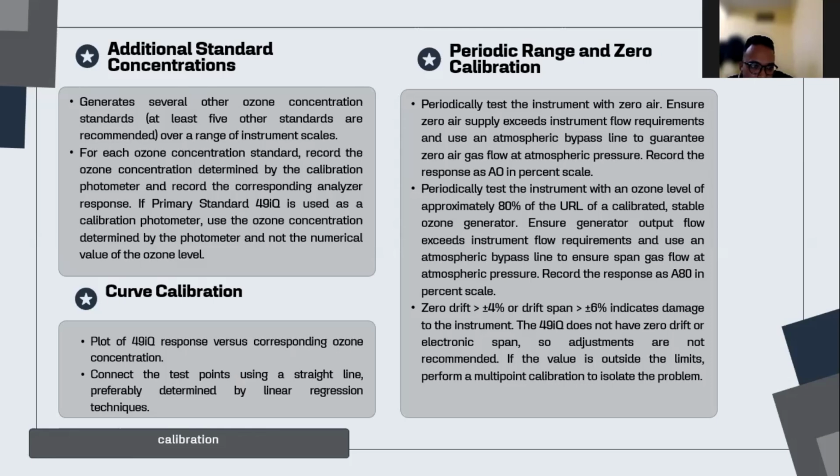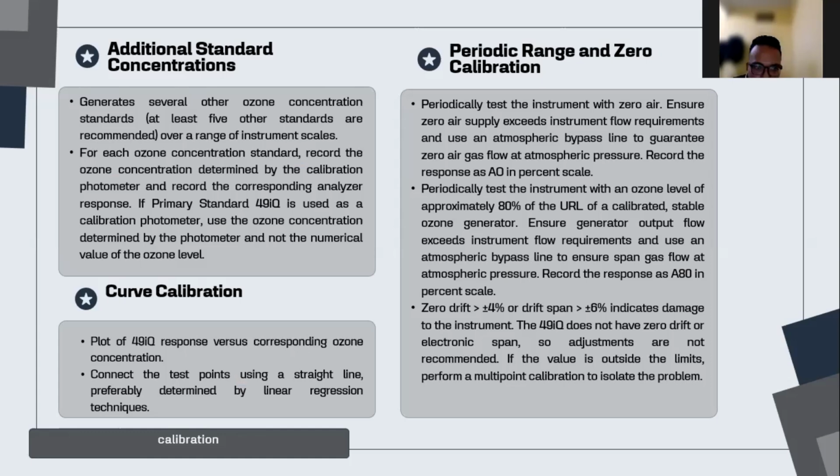Additional standard concentrations: generate several other ozone concentration standards. For each ozone concentration standard, record the ozone concentration determined by the calibration photometer, and record the corresponding analyzer response. Calibration curve: plot the 49iQ response versus the corresponding ozone concentration. Connect the test points using a straight line, preferably determined by linear regression technique.